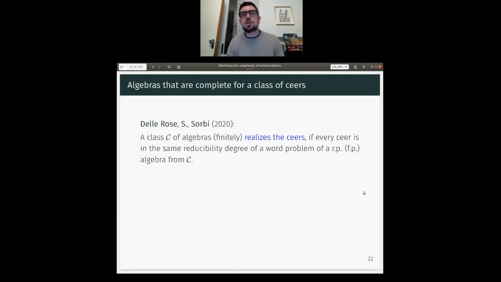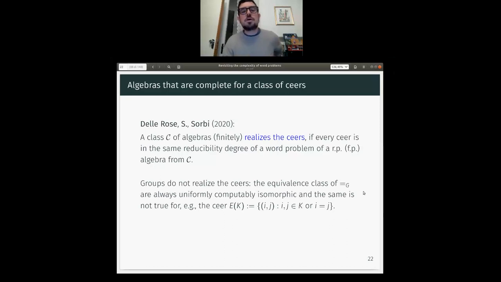We have this definition. So let's say that a class of algebras realizes the spheres, all the spheres, if every sphere is in the same reducibility degree of a word problem of a recursively presented algebra from C. And it finitely realizes the spheres if it is the same. Basically, any single sphere can be realized as a word problem of a finitely presented algebra from this family.